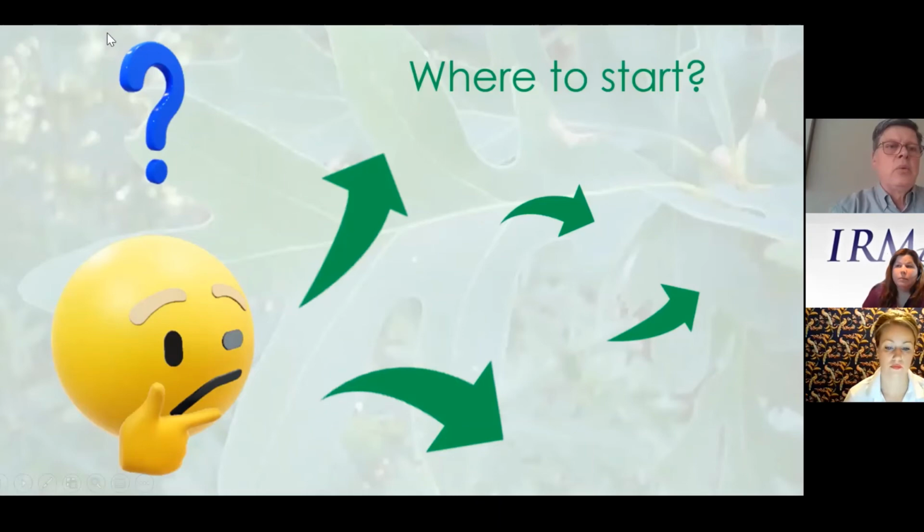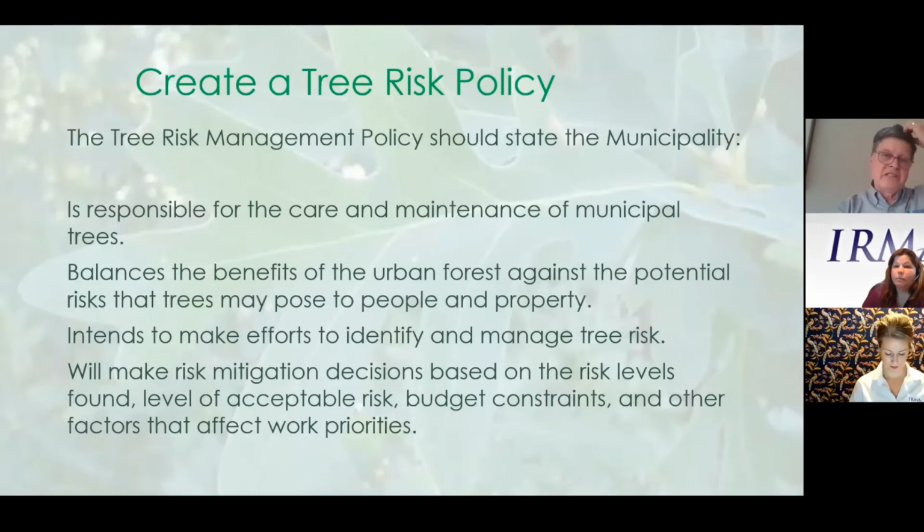So, where to start? I know I've given a lot of information, and so the question is, where should you start? And going back, you probably remember I emphasized creating a tree risk policy because it's really the platform from which you create a tree risk management system. And really what the policy, like I said, should state is that you're responsible for the care and maintenance of your municipal trees. You understand that you have to balance benefits versus risks that those trees might pose to people and property. It'll also state that you intend to make efforts to identify and manage tree risk, and that you're going to make risk management decisions that are based on the risk levels that you found and your levels of acceptable risk and your budget constraints and other factors that affect your work priorities.